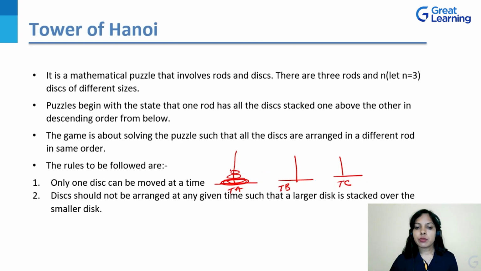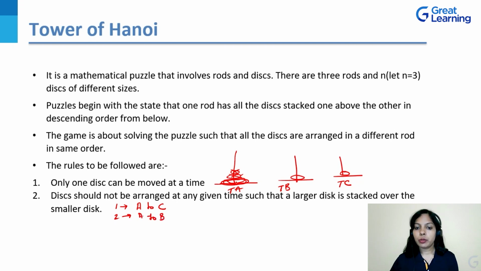What I'll do is first I'll move the smallest one to tower C. So the first disk is moved from tower A to C. The smaller one is over here now, and it is removed from here. After that, I'll move the next larger one to tower B. So this one is removed from here and moved over here. So I have moved the second disk from tower A to tower B.